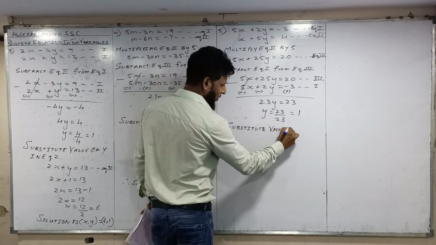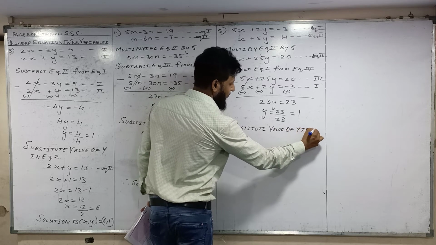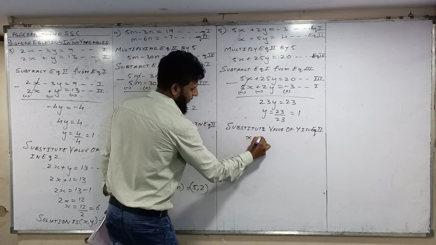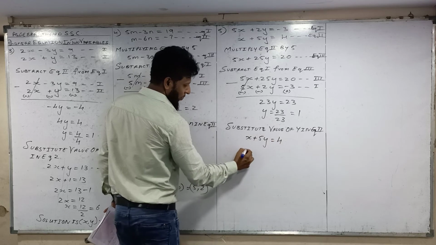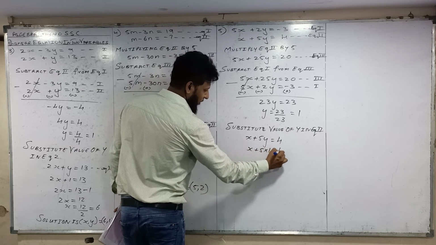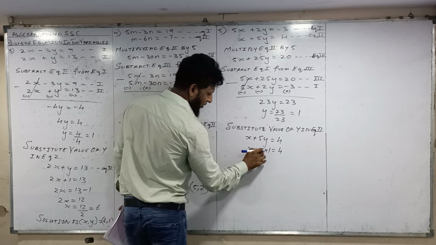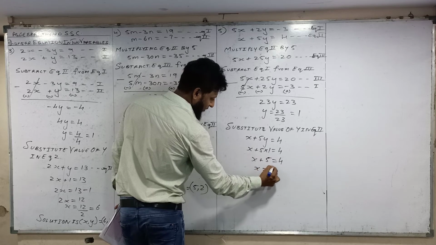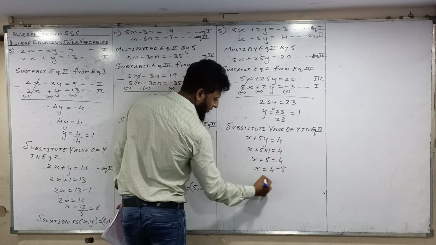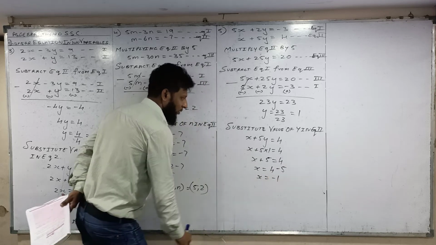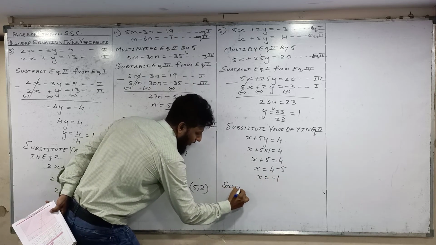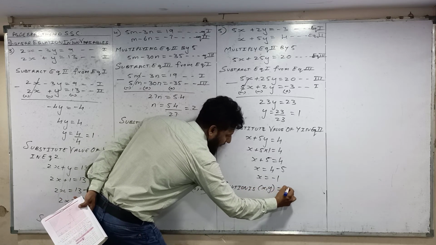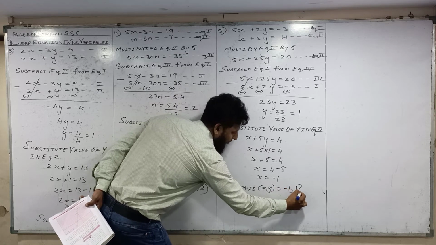Substitute the value of y in the simple equation 2. So x plus 5y is equal to 4. Now x as it is, 5 into y value is 1, so 5 ones are 5, is equal to 4. x as it is, 4 plus 5 will go there, minus 5. x is equal to minus 1. So the solution is x is minus 1 and y is 1.